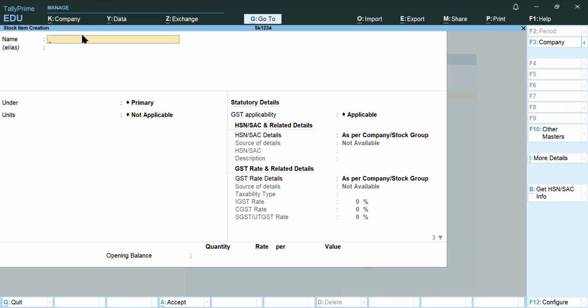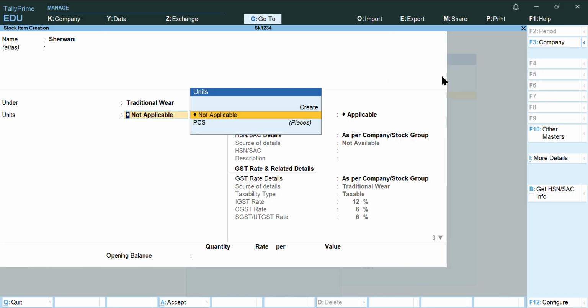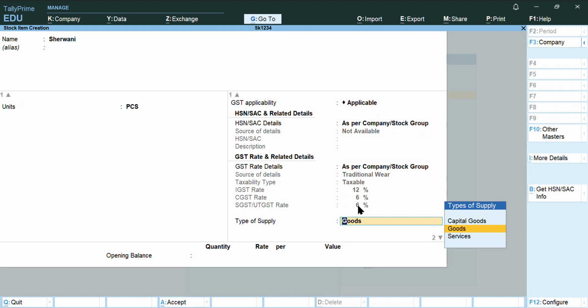Okay, so the first thing was Sherwani. Now, what is the category? The category was traditional wear. Okay, so we'll be adjusting this here, traditional wear. Now the units are of course applicable. It is in pieces. Okay, so GST is applicable. Now we don't need to make any changes further. HSN as per company stock groups, GST as per company stock groups, and you see automatically it is giving you rate because we have written in the groups. So it has already taken this from the groups.